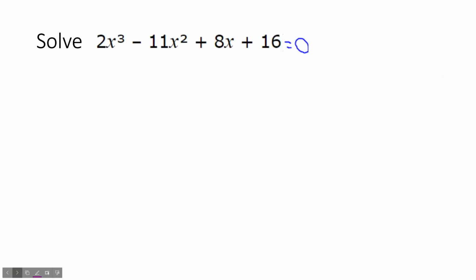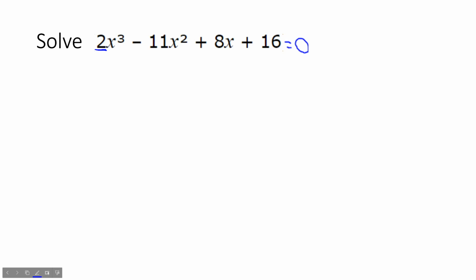But what about this one? So for this one, we have a coefficient in front of the first number. How are we going to solve this equation? Well, what we're going to do is first and foremost use the factor theorem.